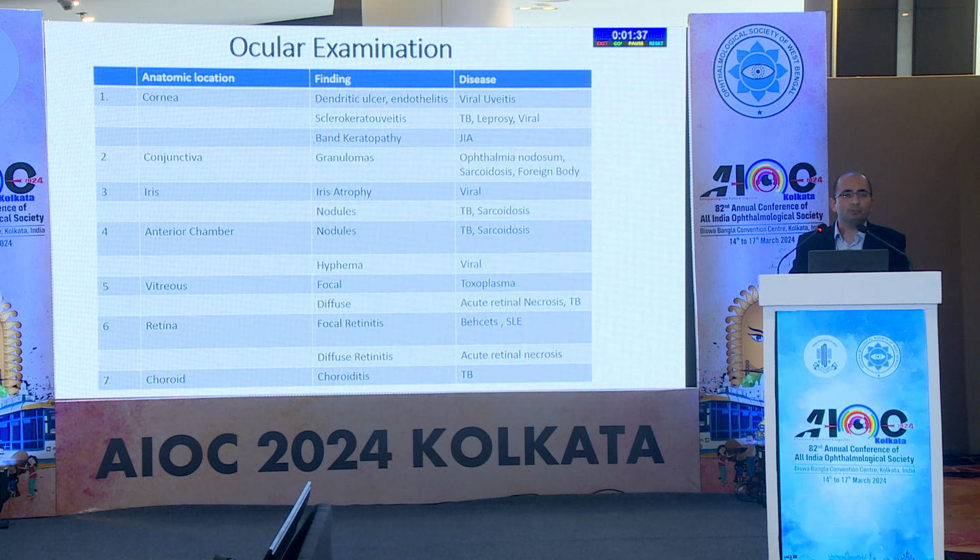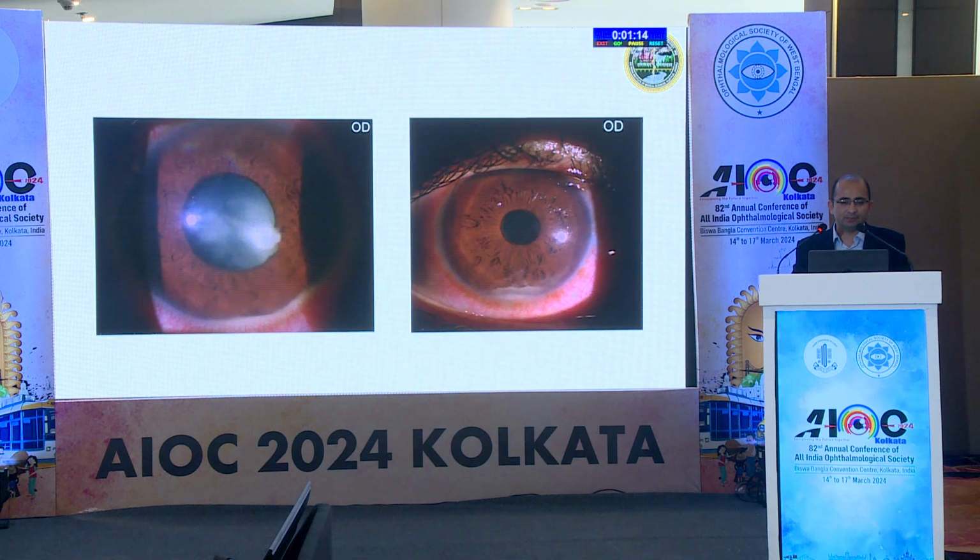Iris atrophy is more common in viral anterior uveitis. Focal retinitis may be seen in patients with Behçet's and SLE, and diffuse retinitis can be seen in acute retinal necrosis. So in some of these diseases, you don't need fancy tests to get to a diagnosis. Only a good clinical history and examination will lead you to the diagnosis of the disease.